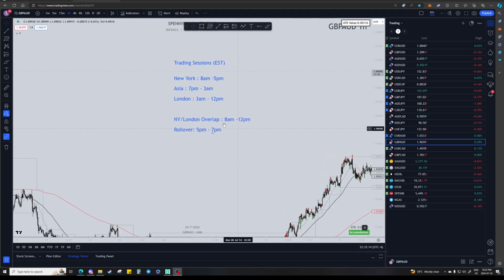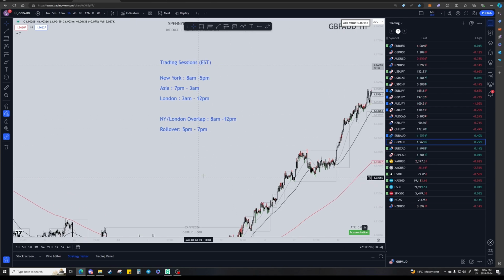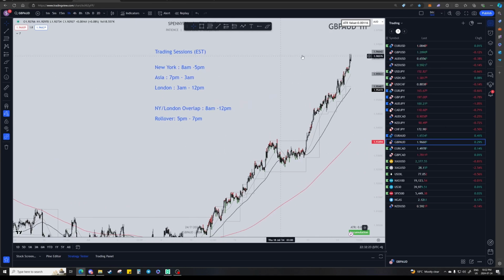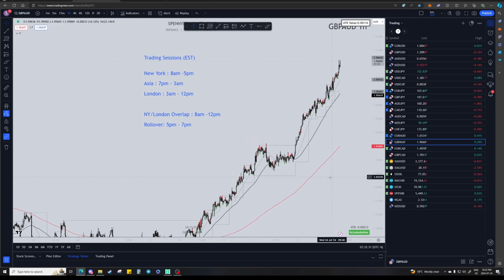It could be like 6, 6:30. I just stay away from 5 till 7. This is what we call rollover. So this is really only affecting, like I said, Forex mostly. Crypto's not really affected by any of this. You can trade crypto at any time of the day, really. But this is all mostly for Forex and stuff.